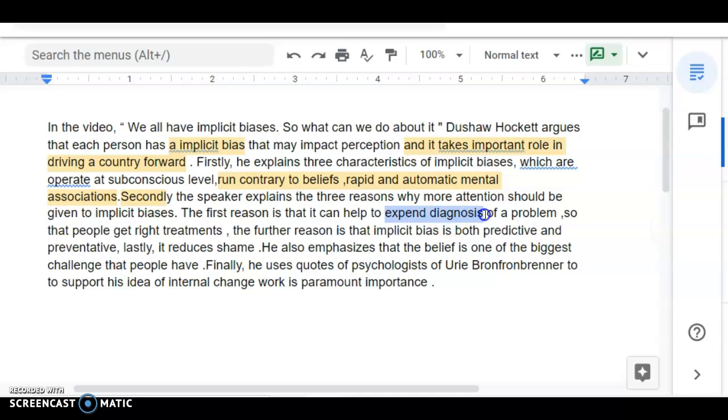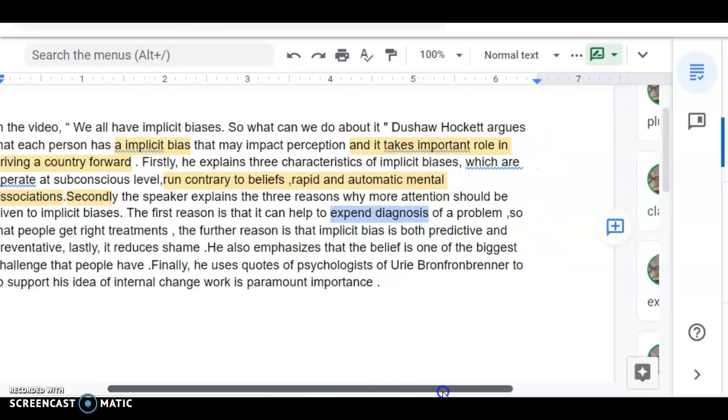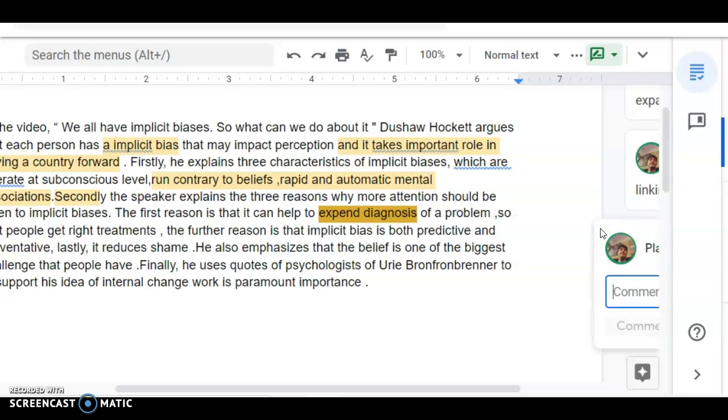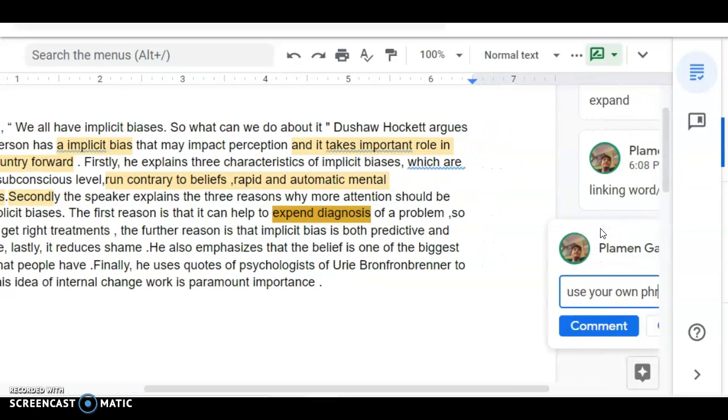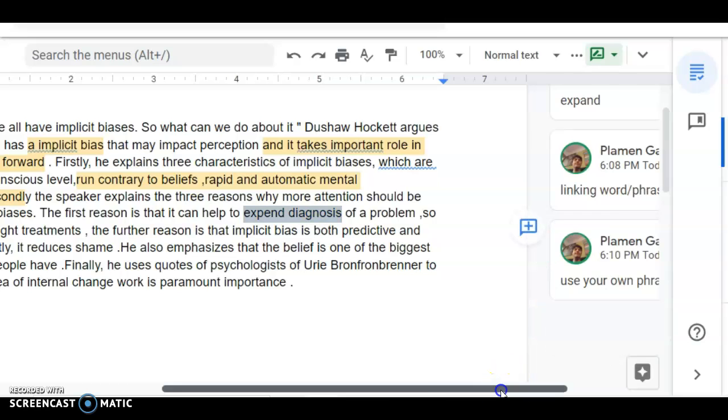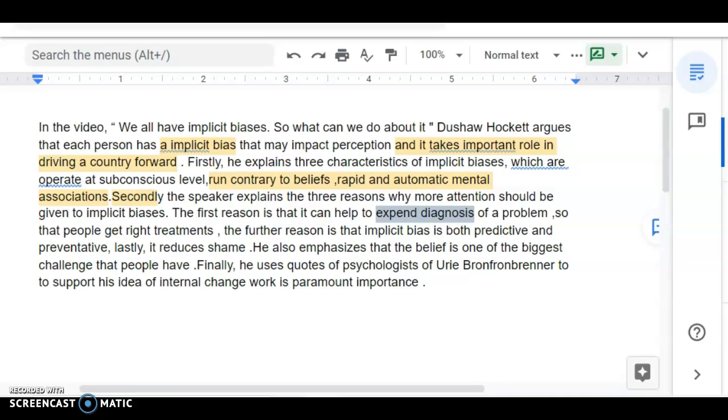Now here you just misheard. He said expand diagnosis, not expend. I would recommend not trying to repeat his words. Just use your own phrasing. Okay? So you can just say that the first recommendation is we need to diagnose the problem of biases. We need to become aware, develop an awareness of our own biases, right?